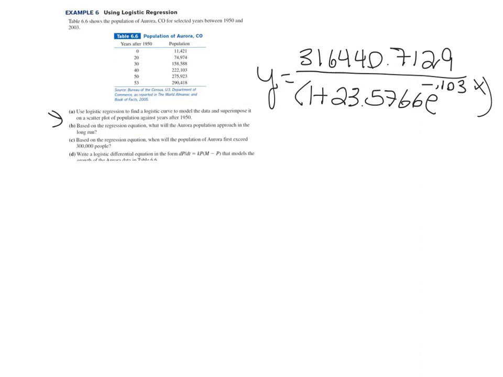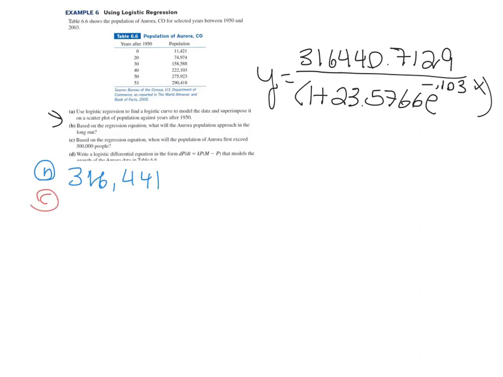So for B, it says based on the regression equation, what will the Aurora population approach in the long run? So that means what's going to be the most it's going to get, and that's going to be your carrying capacity. So it'll be 316,441. We'll just go ahead and round that up.